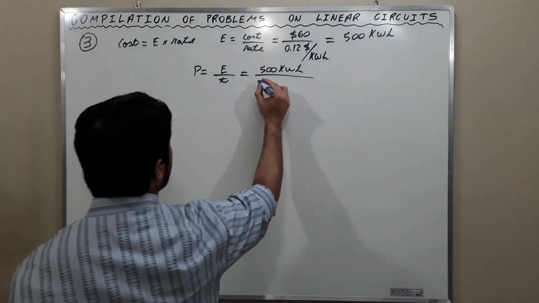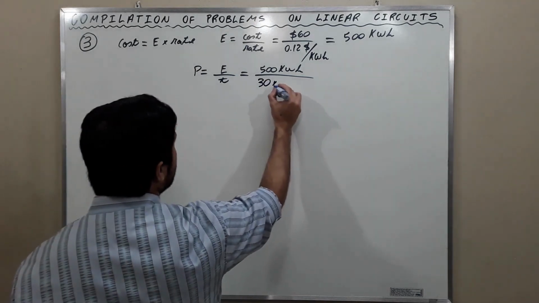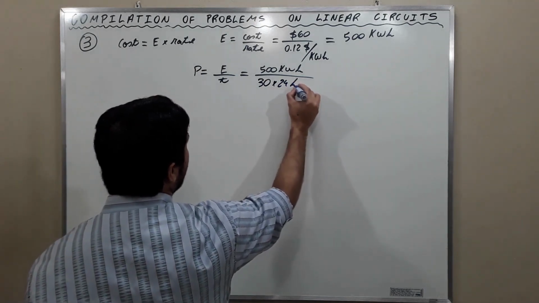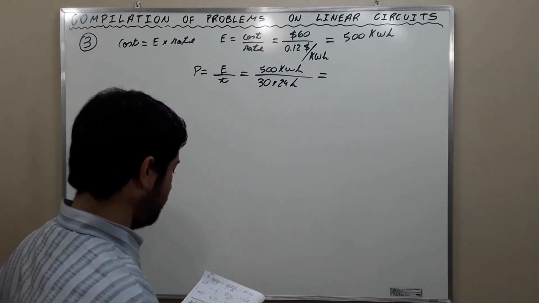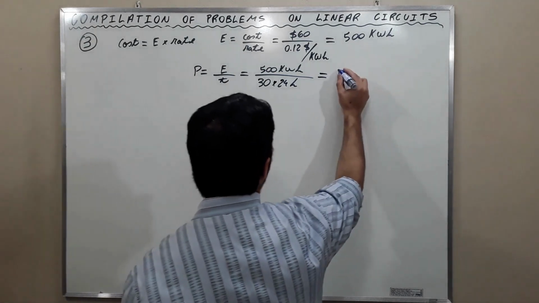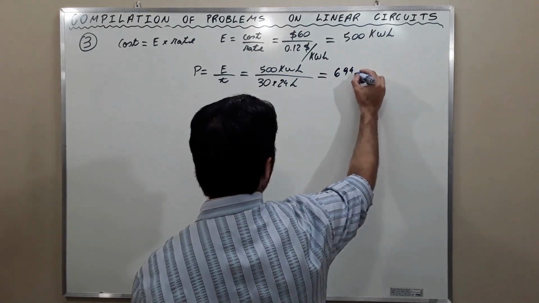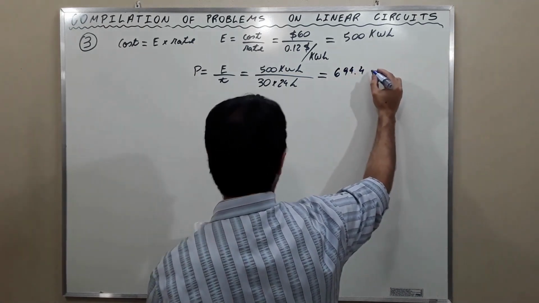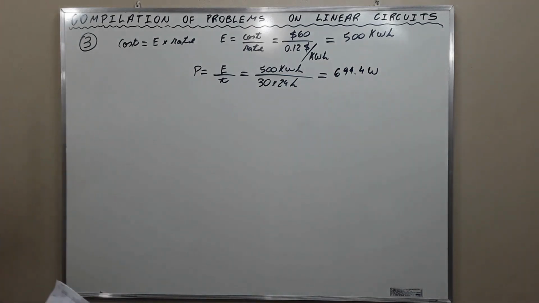And for a month, 30 days times 24 hours. And therefore, the power is 694.4 watts. 694.4 watts.